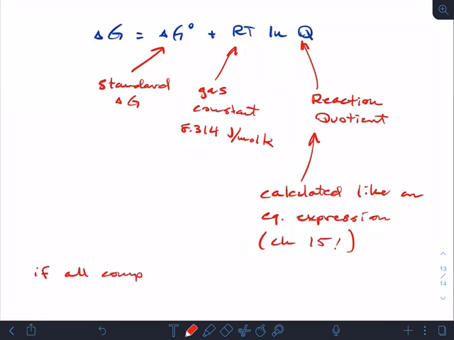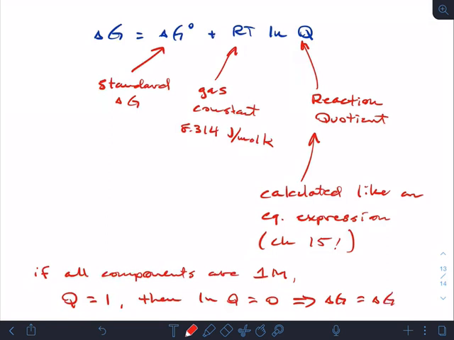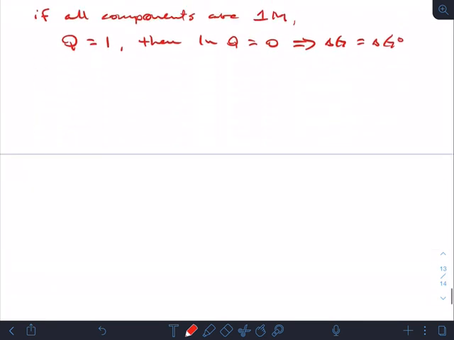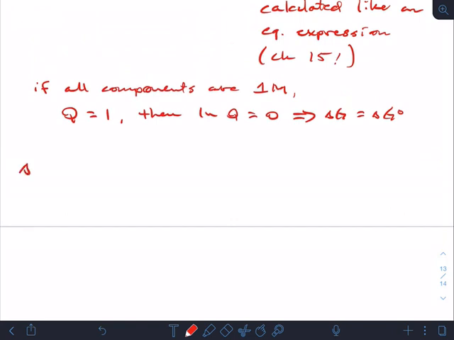So, to illustrate how this relationship works with this expression, if all components are at 1 molar, then Q equals 1, and natural log of Q will equal 0, resulting in delta G equaling standard delta G. Right? So if we're at standard conditions, this still works and still gives us the right answer. Okay? That delta G is standard delta G.